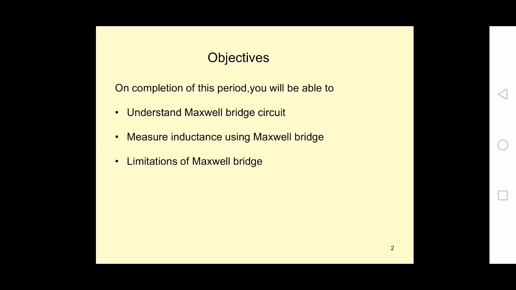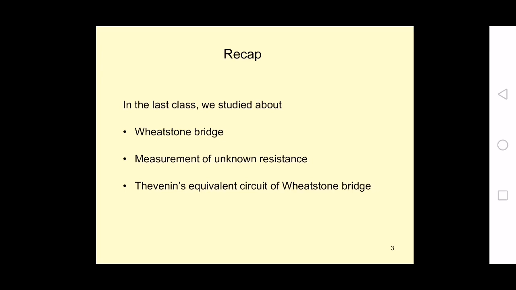The unknown inductance is connected in the fourth arm of the bridge. We have already discussed the Wheatstone bridge: what is a bridge circuit, what is the Wheatstone bridge, and how you measure the unknown resistance using the Wheatstone bridge. We have also discussed the Thevenin equivalent circuit of the Wheatstone bridge, as well as its applications and limitations.